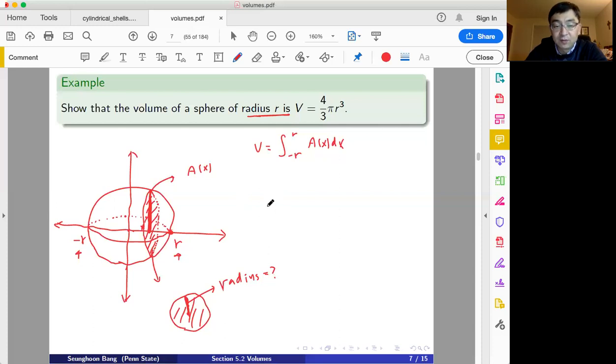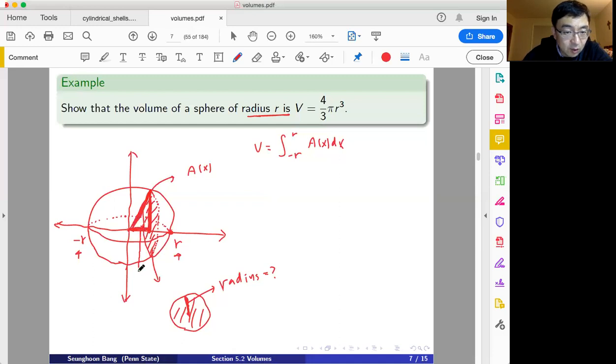So do you have any idea? Pi r squared. Yeah, you're right. Pi r squared, not r. So, you know, the r is here. This r is this one. So let me see. You can make a triangle, this one and this one. Make a triangle like this.